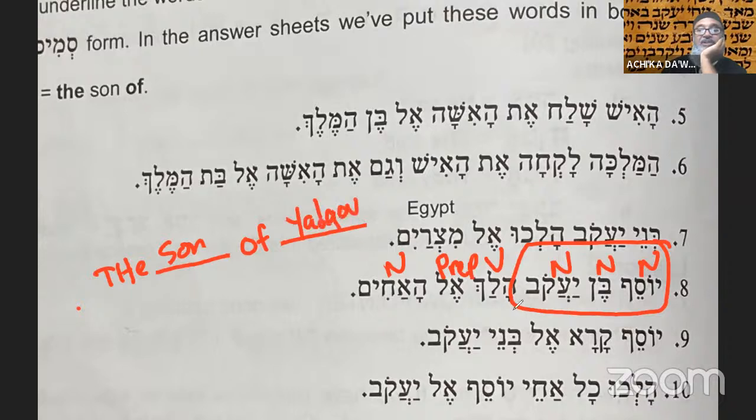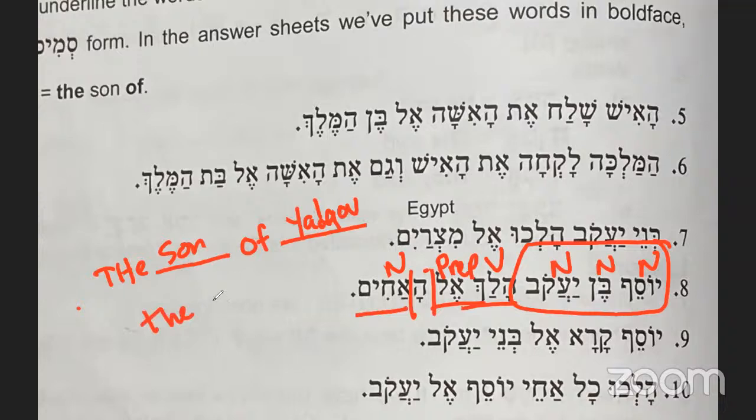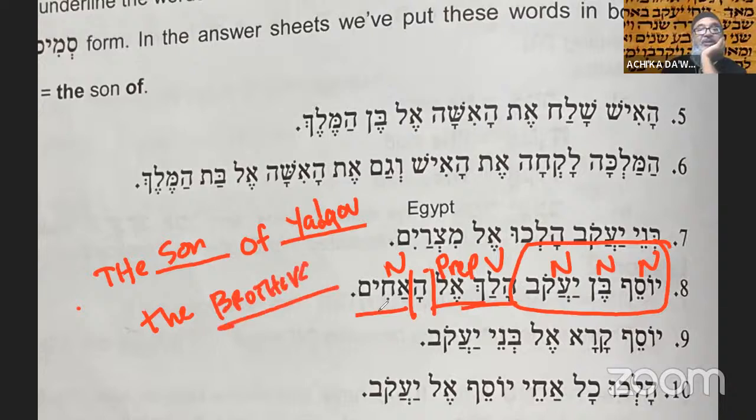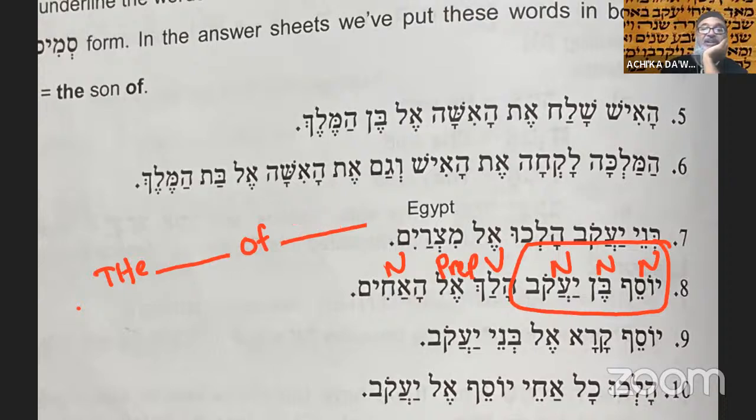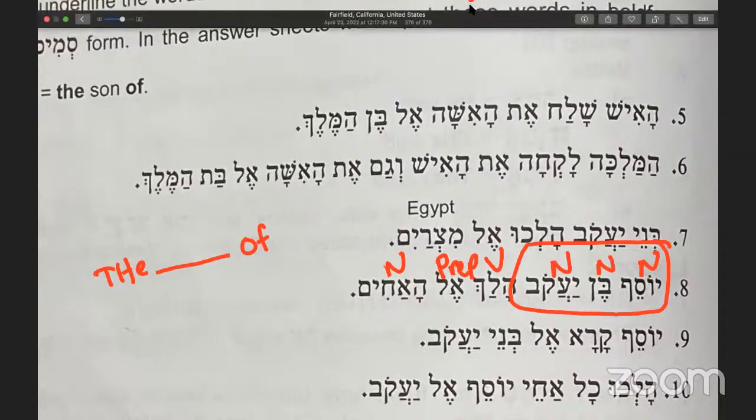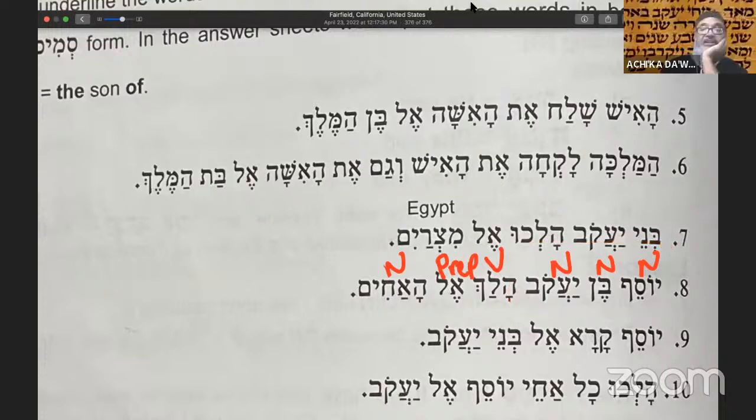Okay, Yaakov. Halak, he went to what? The what? Akim, brothers. Why isn't brothers here with two dots and a yod? It's not next to another noun. Thank you. It only has a preposition before it. Okay. Good job, everybody.